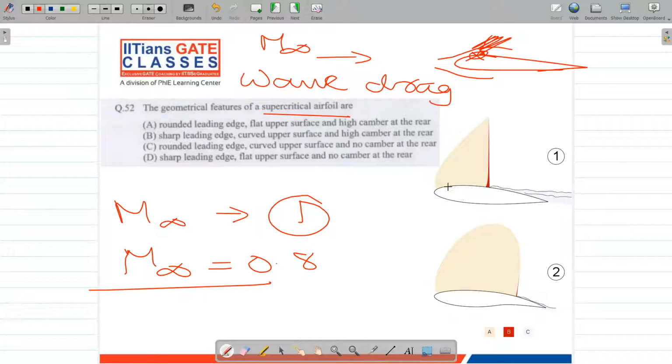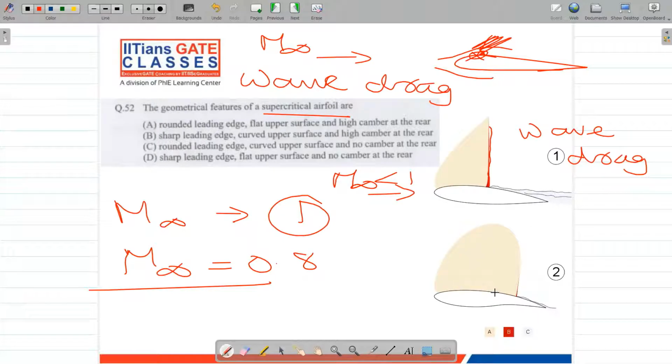So let's say you're using a normal airfoil. The free stream might be subsonic, while the flow will accelerate and then create a very strong shock wave over here. The creation of a strong shock wave means a huge pressure gradient, and you get a huge amount of what we call wave drag because of the loss that is happening.